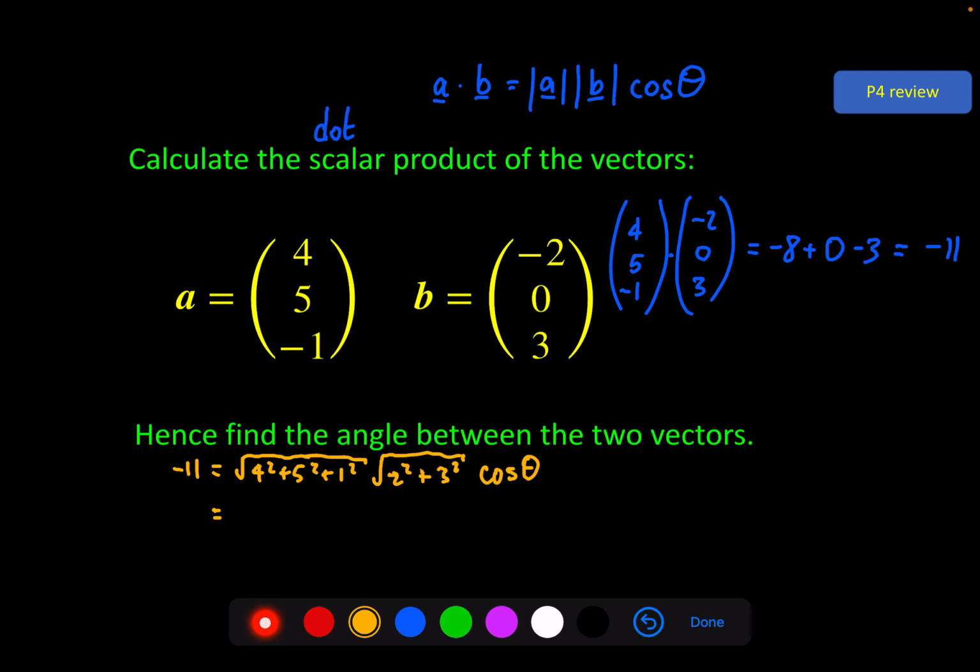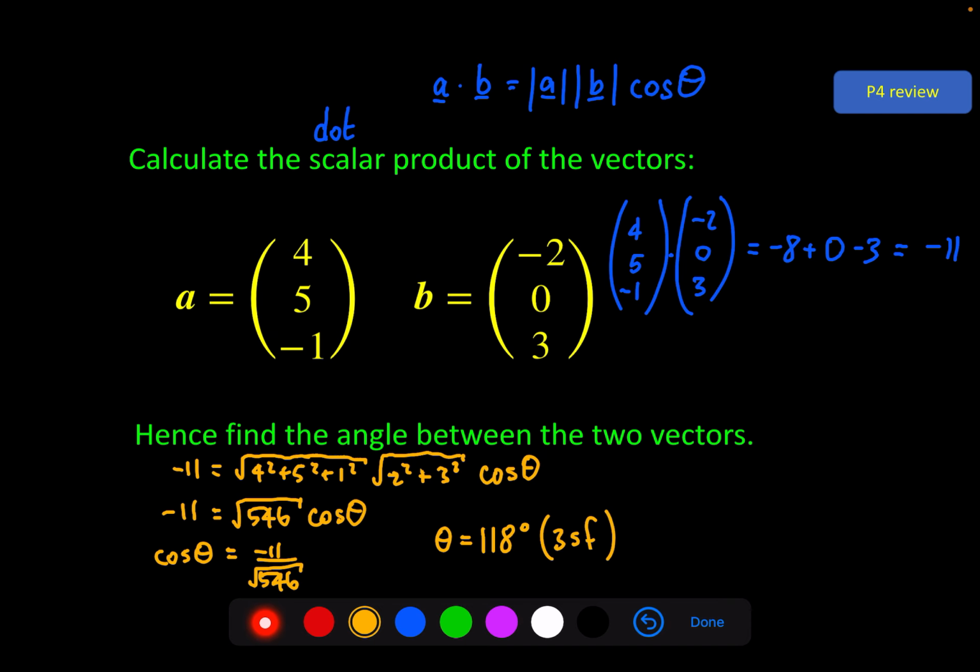Put all that into your calculator and you get the square root of 546. So the cosine of the angle is minus 11 over the square root of 546, and if you do the inverse cosine of that, you get the answer of 118 degrees to 3 significant figures. And notice that that is an obtuse angle.